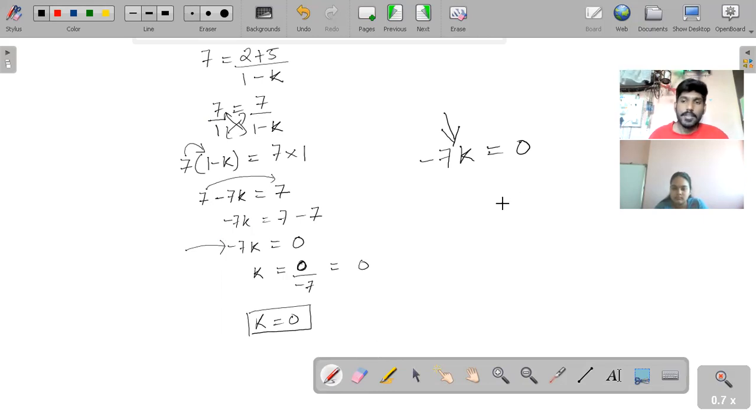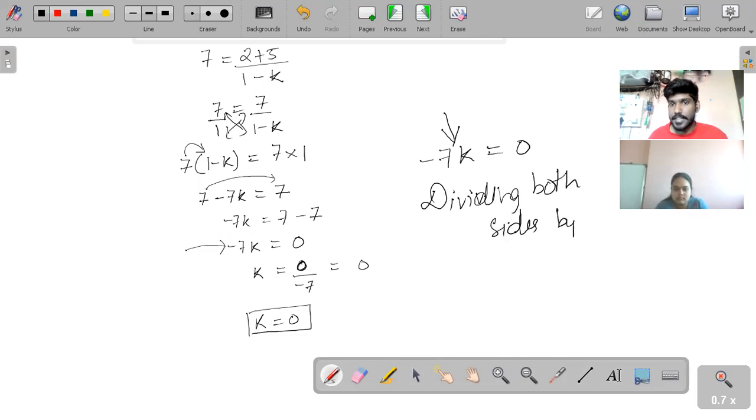Basically what we are doing is dividing both sides by minus 7. So this becomes minus 7k upon minus 7 is equal to 0 upon minus 7. Here minus 7 and minus 7 cancel and you are left with just k.